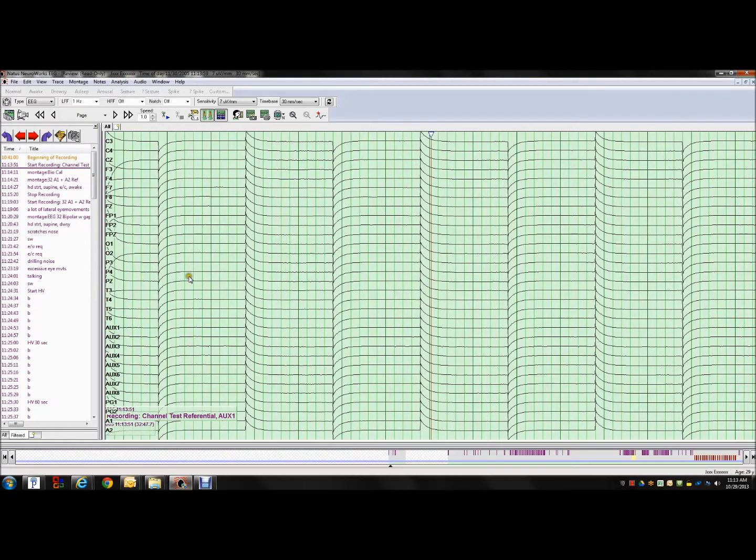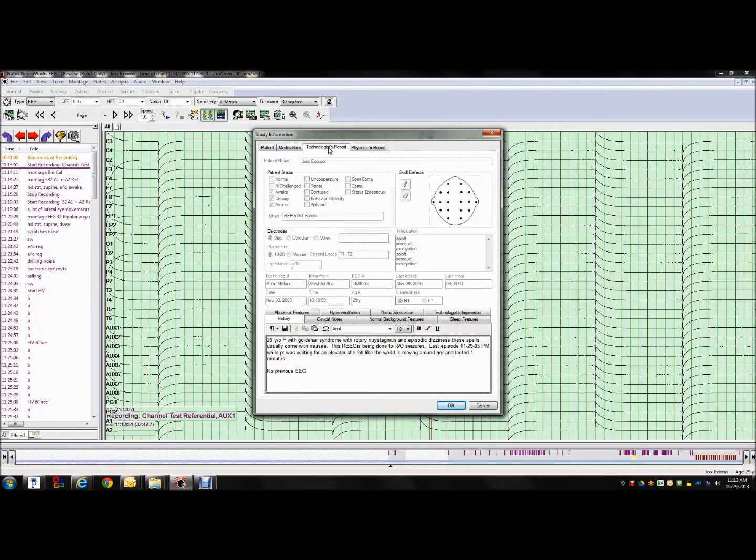We have a nice calibration page, and it's worth looking at the history very quickly. 29-year-old female, Goldhar syndrome. You have to look that up, but with rotary nystagmus, which is spelled wrong here. Rotary nystagmus is an uncontrollable eye deviation or eye movement, and she also has episodic dizziness, and these spells come with nausea. The EEG is being done to rule out seizures.